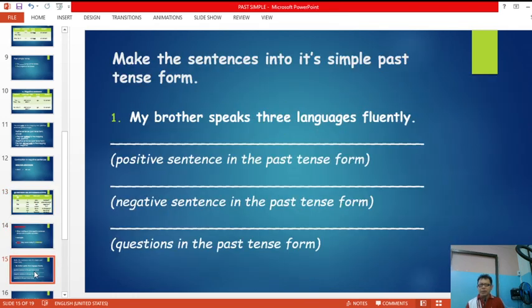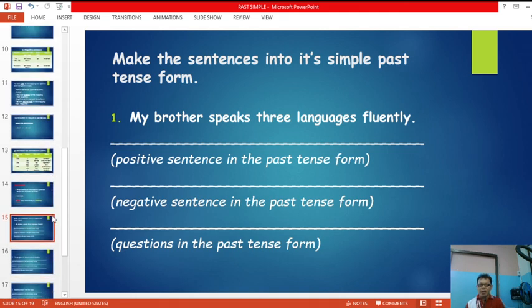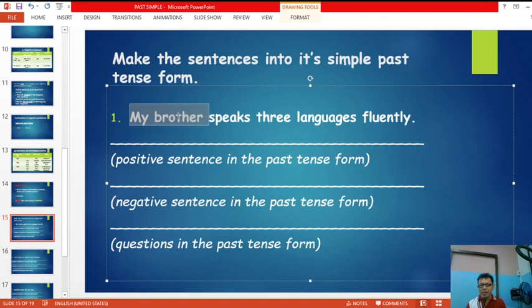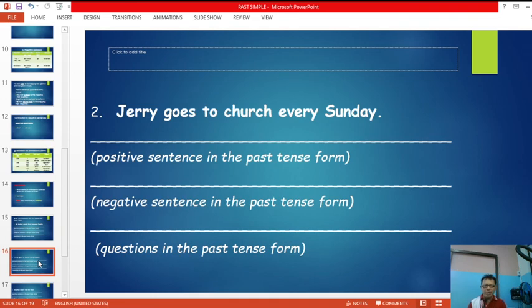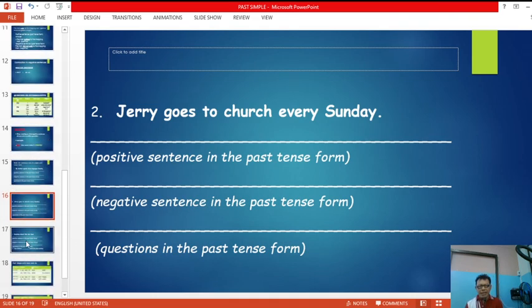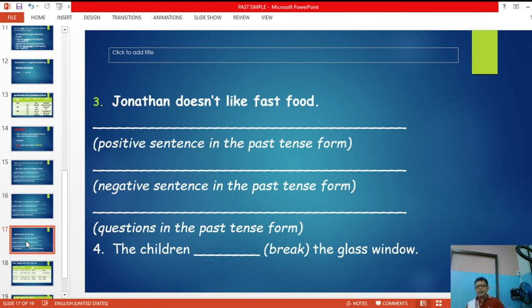Okay? So remember we have this activity. I hope you already submitted your work. You can practice here. To those who are new with us, you practice how to make the sentences into simple past tense. So what I have here is a present tense. So my brother speaks 3 languages fluently. So you make this into a past form, past tense form. Okay? So try to do it at home and submit it to me. And that's number 1. This is number 2. And this is number 3. So practice, do this and submit to me.